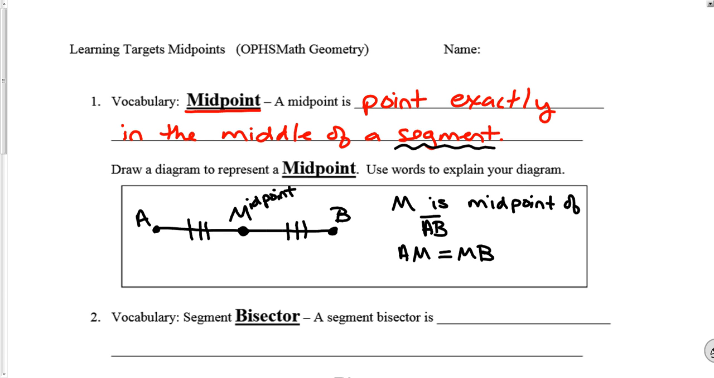If I want to talk about congruent, which means they are equal in length and they are the same object, then I would write like this. If you need to pause the video here to write any of that down, please do so.